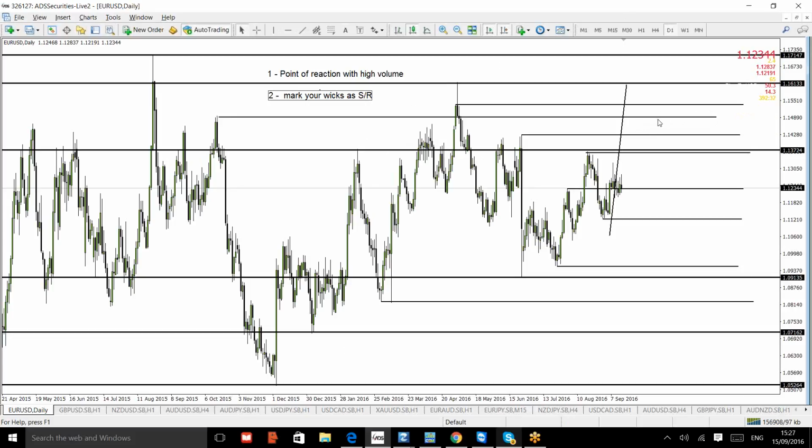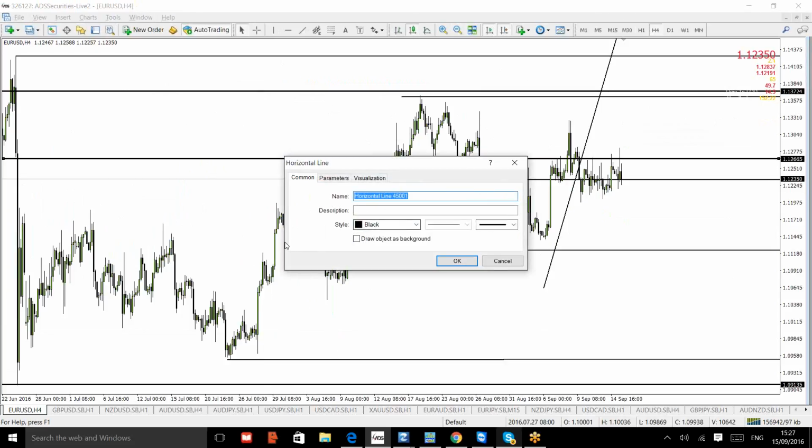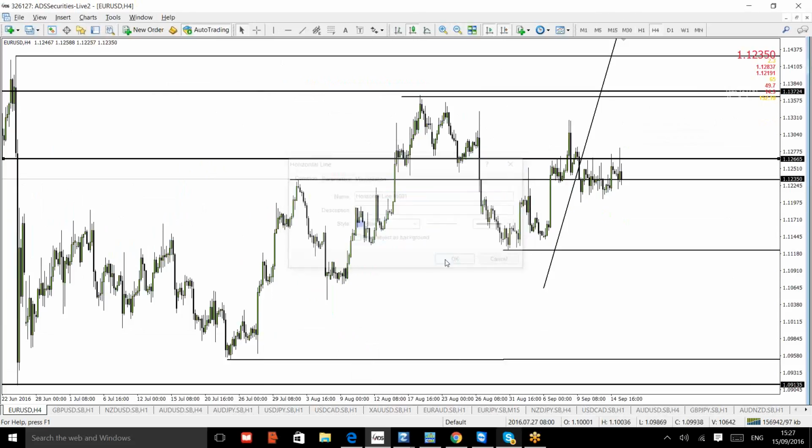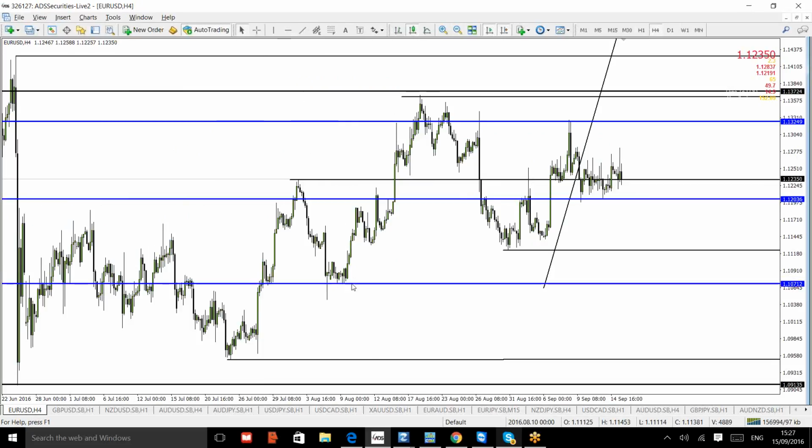Are we clear on this, guys? So that is the concept of support and resistance. I do it on the daily time frame first, and then I go to the 4 hour time frame. Change the color. I like to mark my 4 hour levels, which is mostly the wicks.